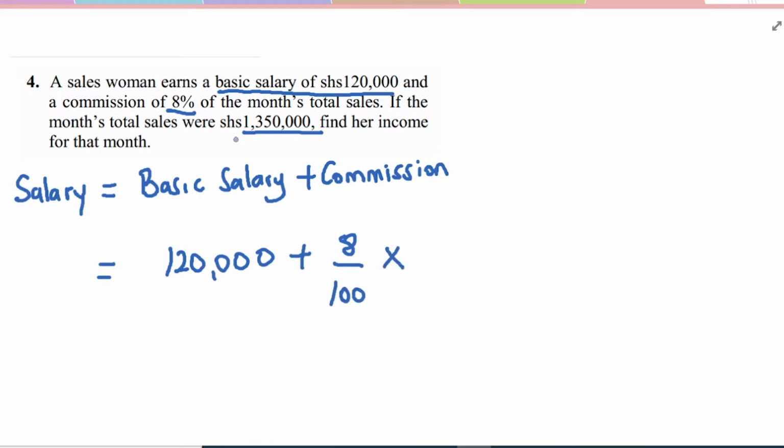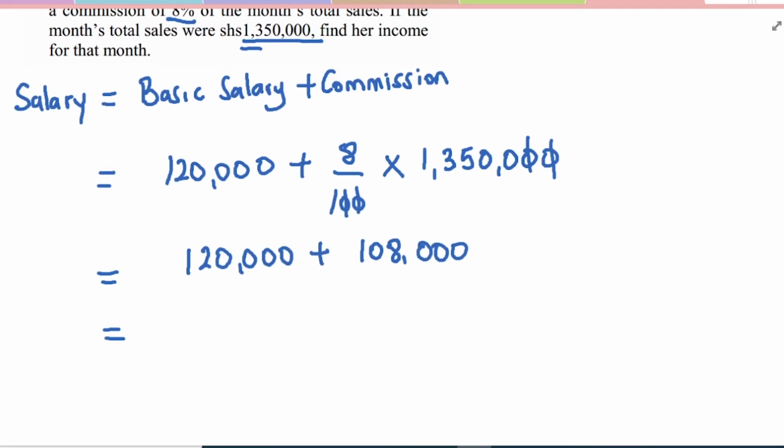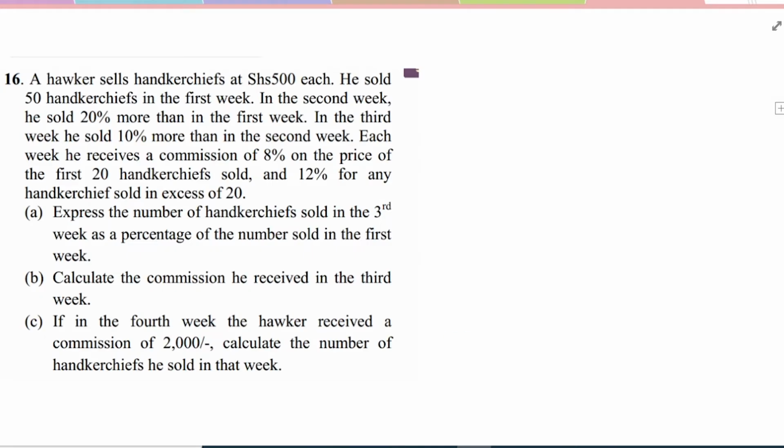Multiply that by the total sales of the month, which is 1,350,000. So what do we have here? These two will go with those two, and this is what we'll end up with. So we shall end up with 120,000. Add that to 108,000. And there we shall end up with the total. So that's the answer. Moving on, here we have a hawker.